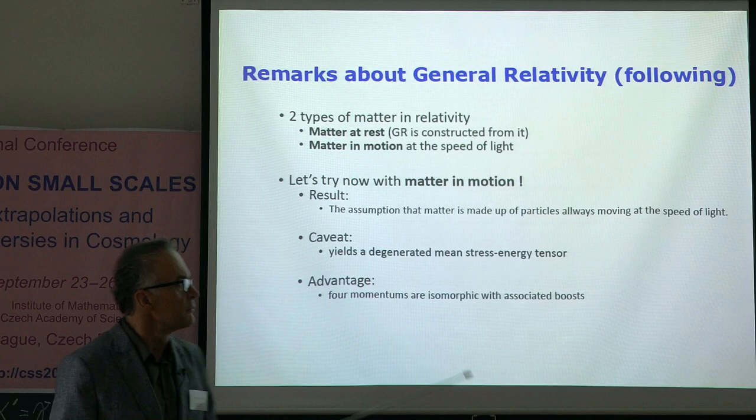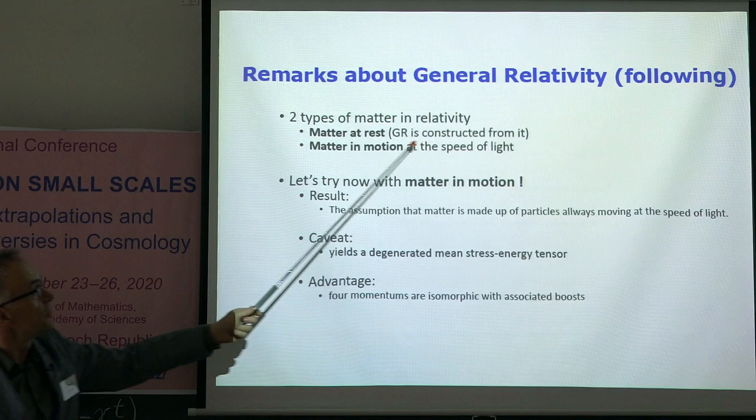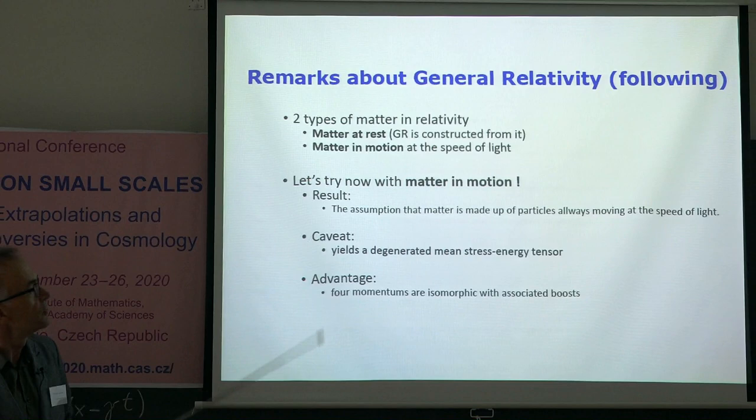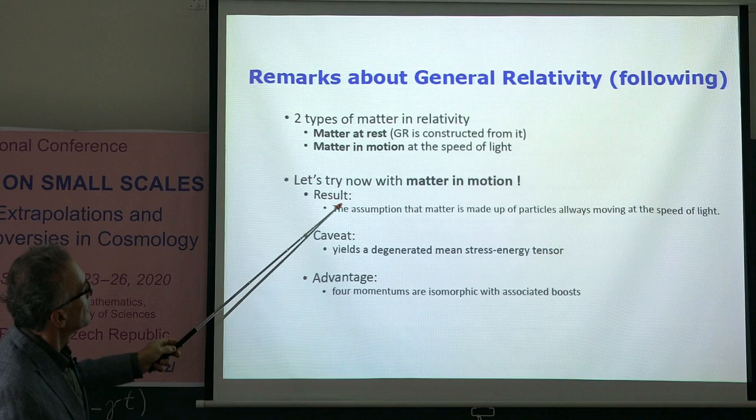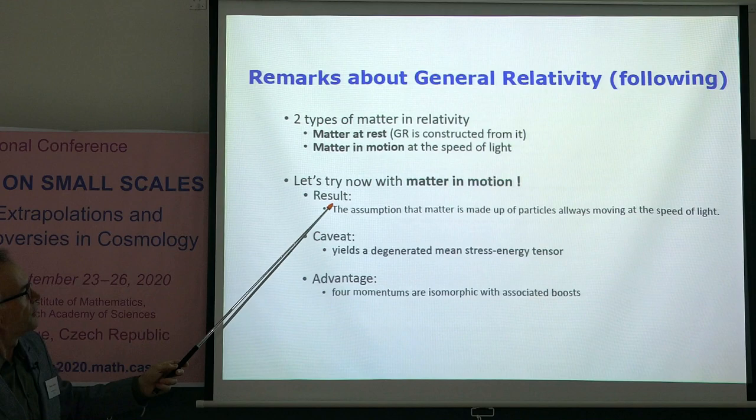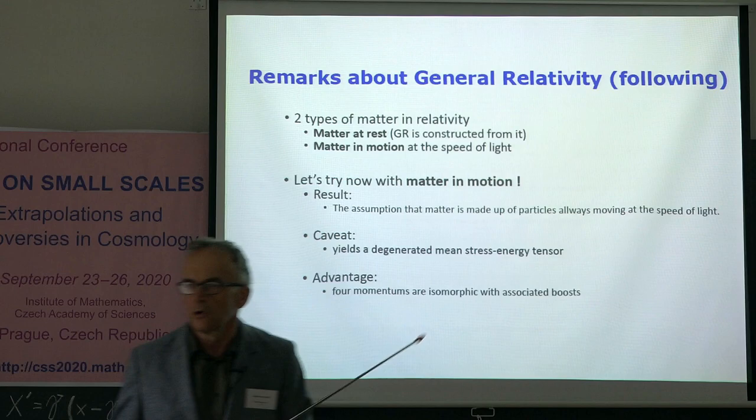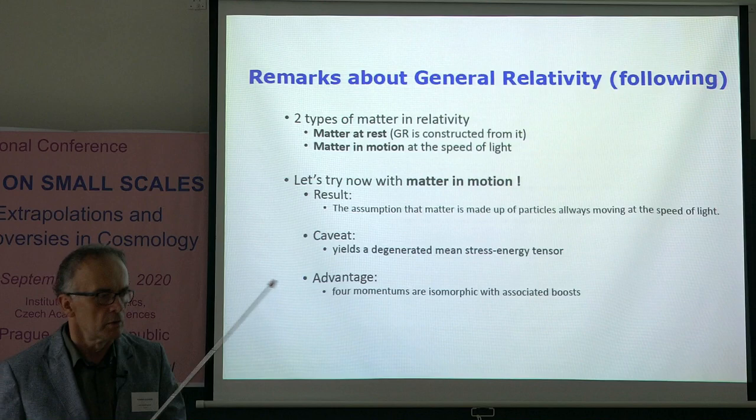So general relativity is constructed only from matter at rest, as we know. So the idea is to try with matter in motion. Why not? The pros and cons are here, mainly. The assumption is that matter is made up of particles always moving at the speed of light, that is, at the microscopic level.